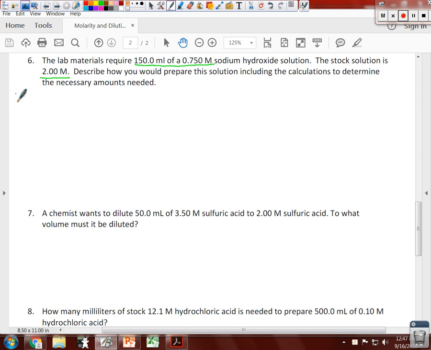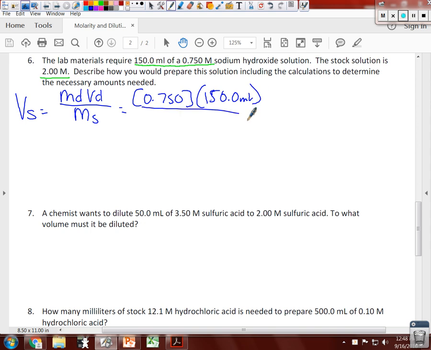All right, so we're looking for VS, which is equal to MdVd all over MS. So it should have been 0.750 times 150.0 milliliters, all divided by 2.00. And what was your answer in the correct number of significant figures? 56.3 milliliters of NaOH. Does that make sense? If you want to put aqueous, that's fine.